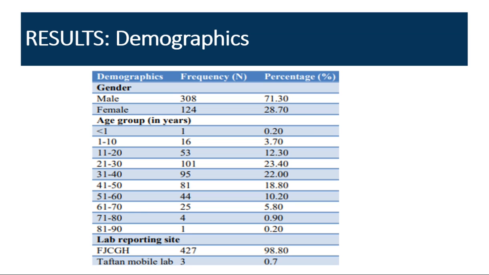Talking about the lab reporting site, we see that there were two main sites from which we collected our data. The first being the Fatima Jinnah Chest and General Hospital, making up the frequency of 427 cases recorded, and the other one being the Taftan Mobile Lab, making up the frequency of 3 cases recorded. The Taftan Mobile Lab was a mobile lab that was established in the city of Taftan, which shares its border with the Islamic Republic of Iran.